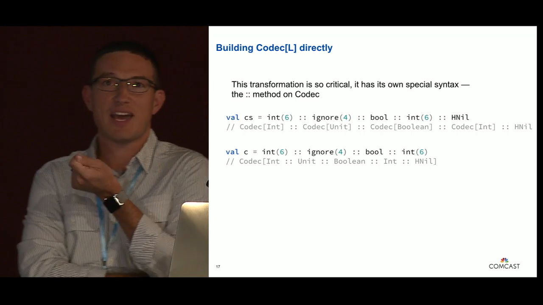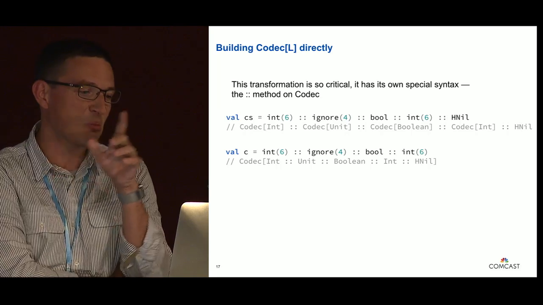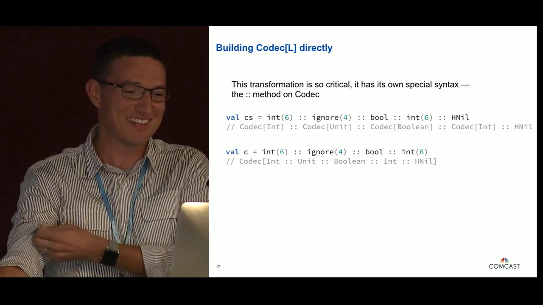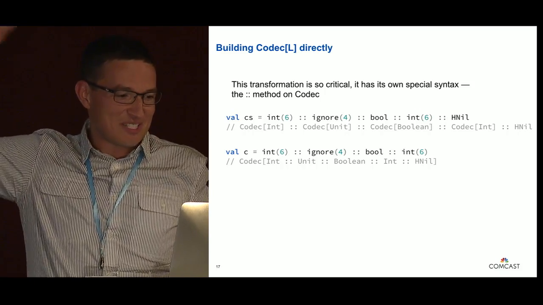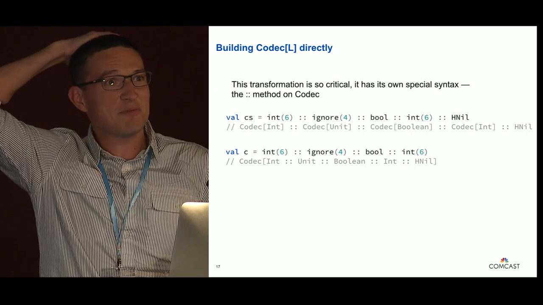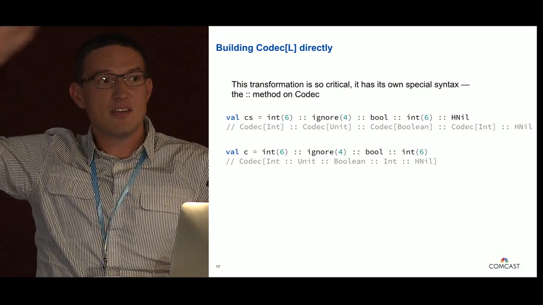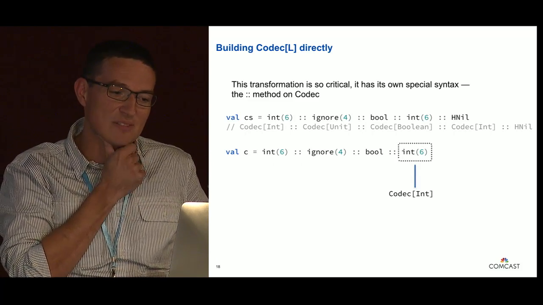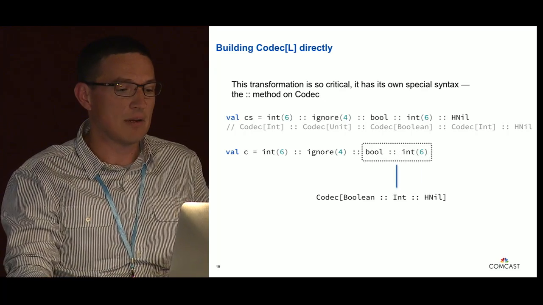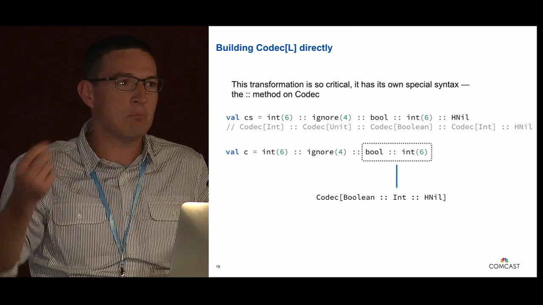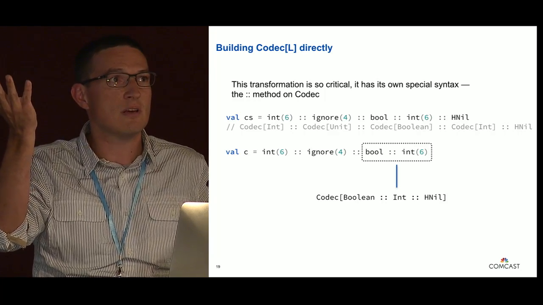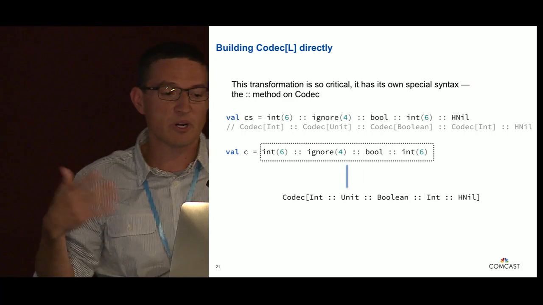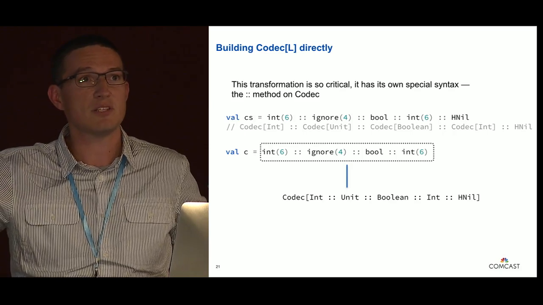So I said it has special syntax, though. And so I should take this moment to apologize to Miles for kind of co-opting his operator. But then again, he sort of co-opted the one from list. So notice these two examples, val CS and val C. The only difference is that the first one has a cons HNil in the end, right? And due to the right associativity of the cons method, what ends up happening is this gets evaluated as we start with a codec of int, and then we cons a codec of boolean onto the front of it, and immediately we get back a codec that's been lifted into an HList. So we get back a codec of L for some shape, boolean cons int cons HNil. And we can move forward and eventually build up this codec of int unit boolean int HNil.